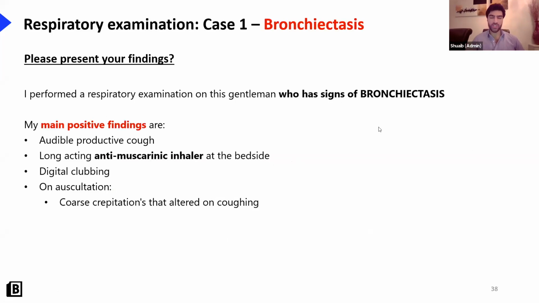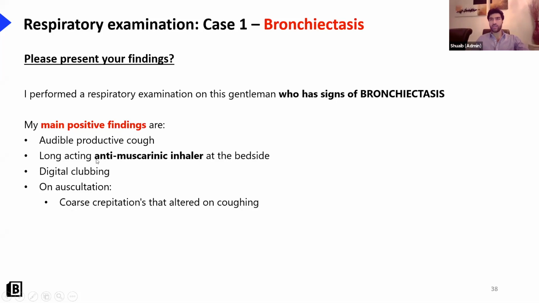So again, when it comes to your presentation, as Aaron said, if you know the diagnosis or you have an idea as to what it might be, then I would say commit to it. So I performed a respiratory examination on this gentleman who had signs of bronchiectasis. List your positive findings. So he had an audible productive cough at the end of the bedside. I also noted a long-acting antimuscarinic inhaler at the bedside. He had evidence of digital clubbing, and on auscultation, I heard coarse crepitations that altered on coughing.